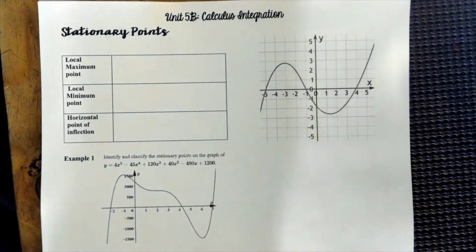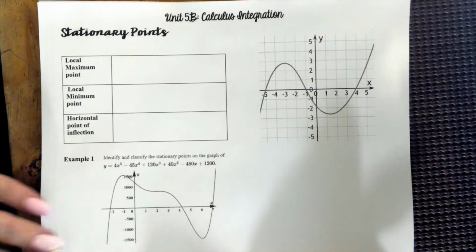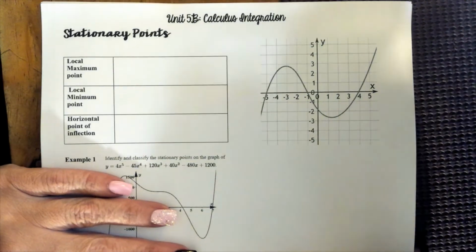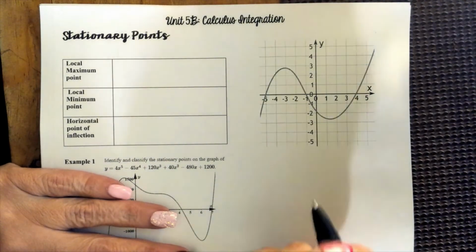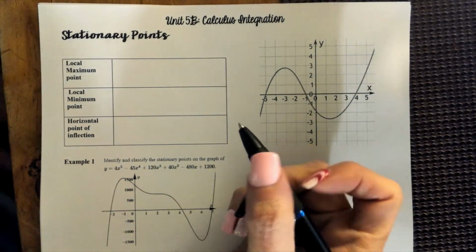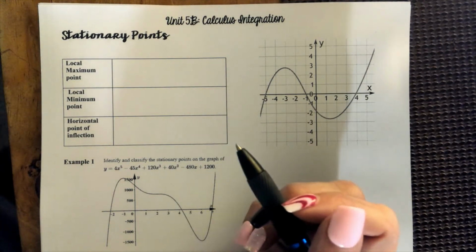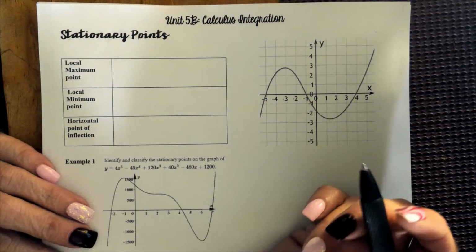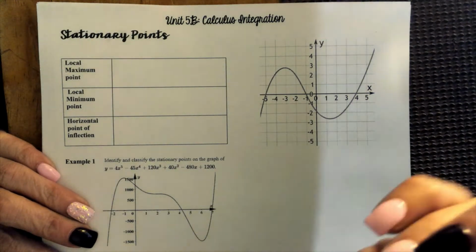Hey gang, so it is time for Calculus Unit 5B. I know the packet is pretty hefty again, but think of it like it's our book since we don't really have a book. So we're going to start off with stationary points. This is kind of a takeoff of Algebra 2 and Algebra 1. You did these back then.